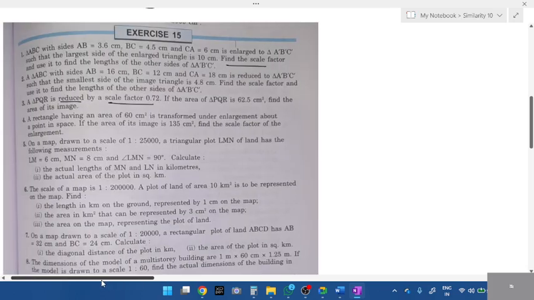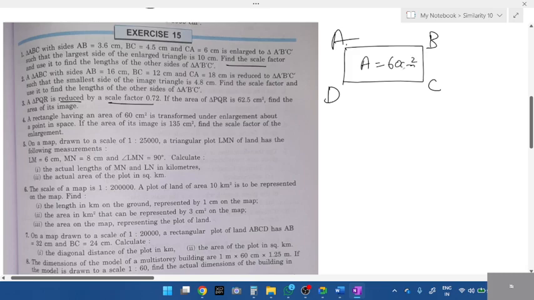Next one. Read the question. Tell me what is given. A rectangle. Draw a rectangle diagram, students. Name it as ABCD. What is the area of the rectangle? Area is equal to, is transformed under enlargement or reduction. What is given?